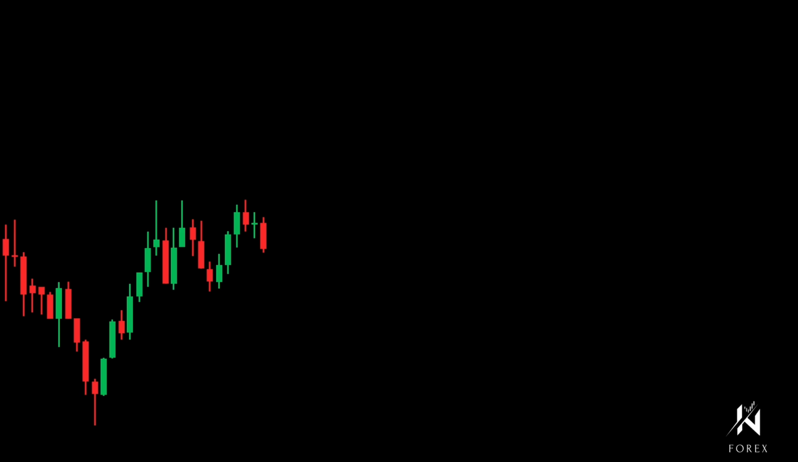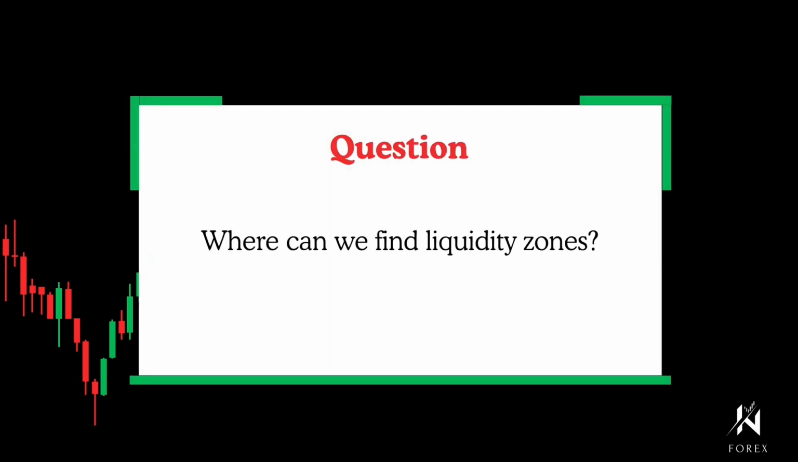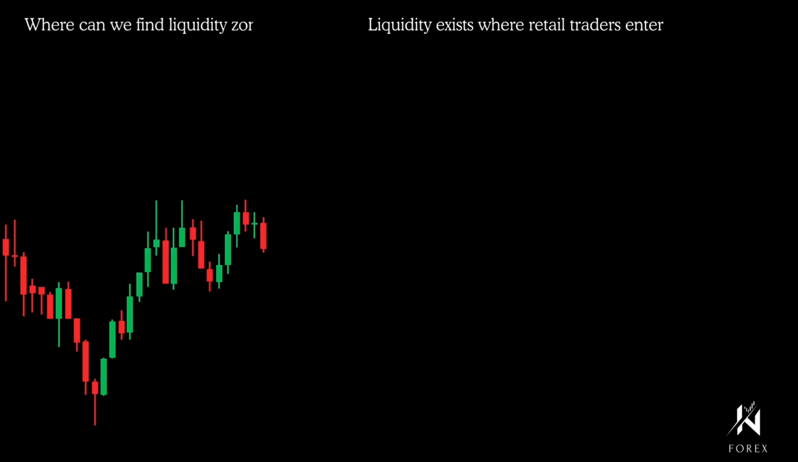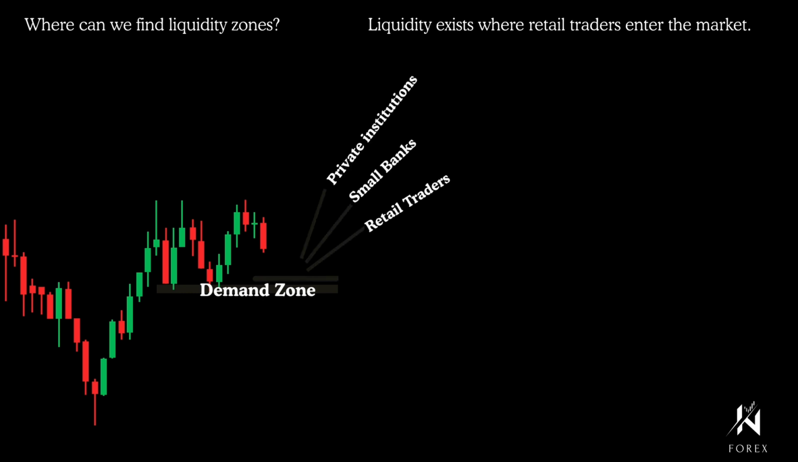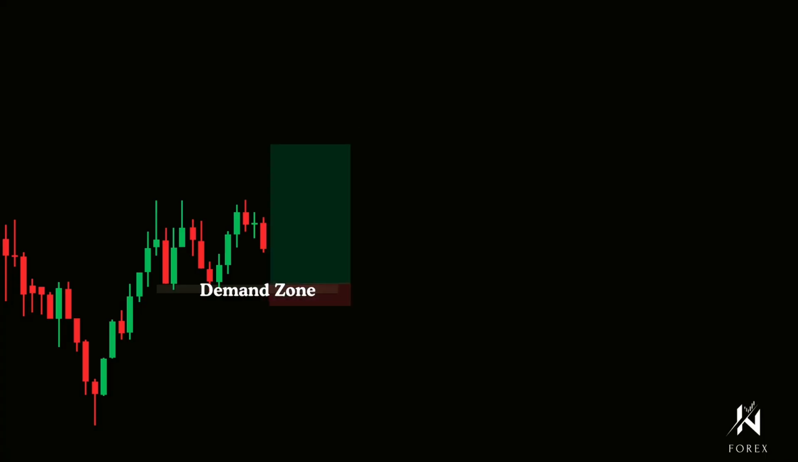So the main question is, where can we find liquidity zones? Liquidity exists where retail traders enter the market. We understand that when price reaches a demand zone, it attracts buying activity. And it's not only retail traders getting involved, smaller banks, private firms, and other financial entities also participate in these areas. So, if they place buy orders in this area, their stop losses are essentially sell orders. That means the liquidity zone lies just beneath this demand zone. At this point, the conditions are set for the institution to trigger a liquidity grab.